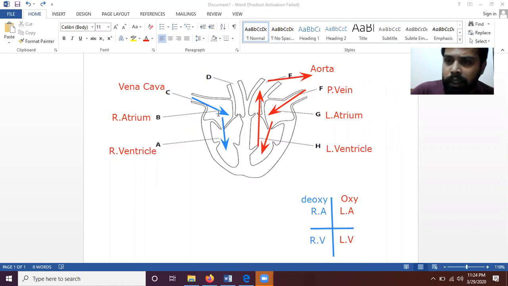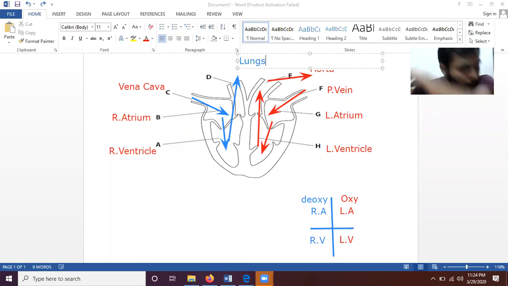Now let's go for the deoxygenated supply. What happens to this deoxygenated blood? Basically these both processes take place simultaneously. So this blood goes to the body. Now we have to know what happens to this. Basically, as the ventricle contracts, your deoxygenated blood goes to the lungs. Let me mark here, there are lungs here on top. So your deoxygenated blood goes to the lungs.